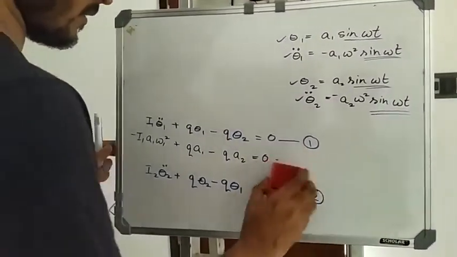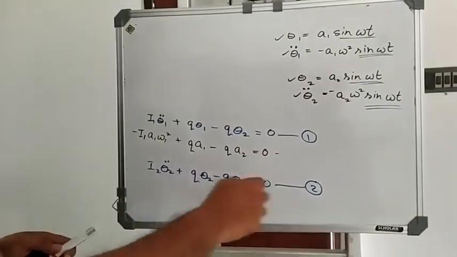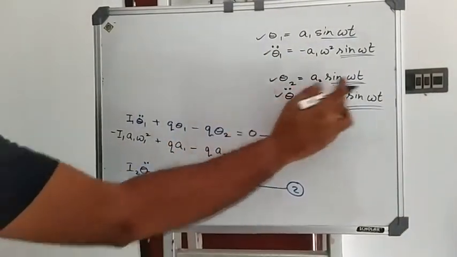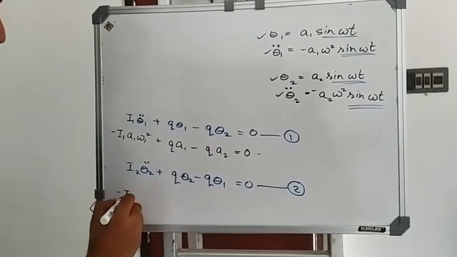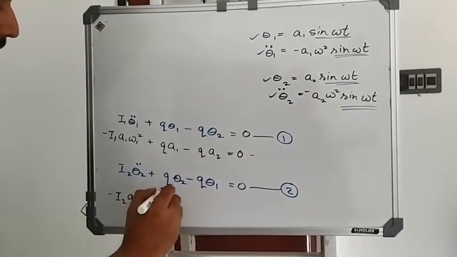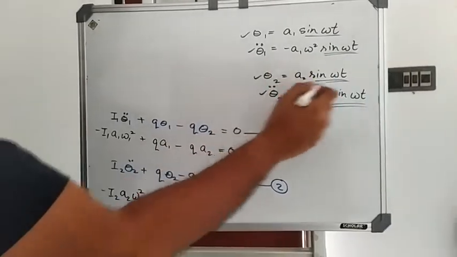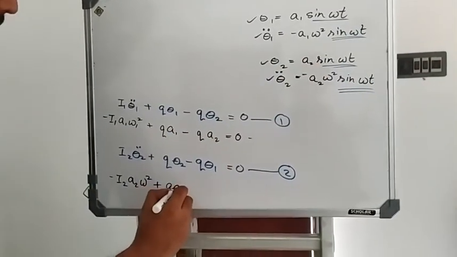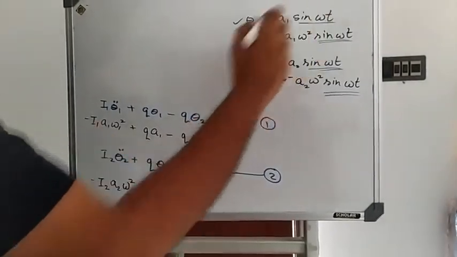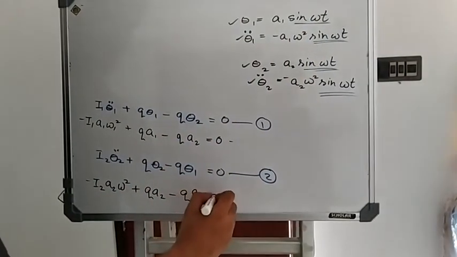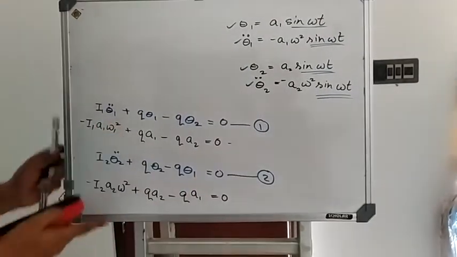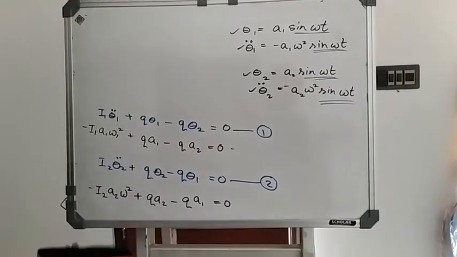We'll number it afterwards. Now, substituting these values in equation number 2, you have I2 theta 2 double dot. What is theta 2 double dot? This one. So this will become minus I2 A2 omega square plus q into theta 2. What is theta 2? This one, q A2, minus q into theta 1. What is theta 1? q into A1, equal to 0. Okay, pause the video and write down these equations.